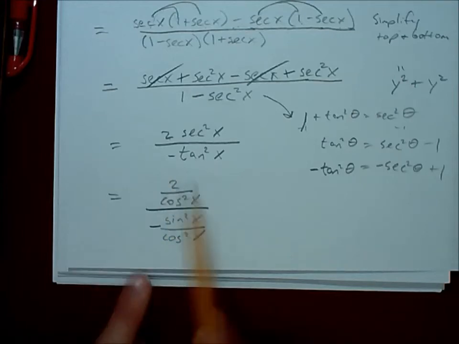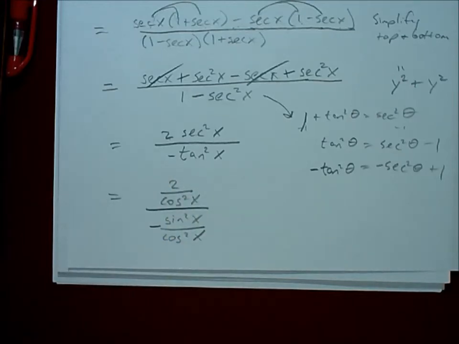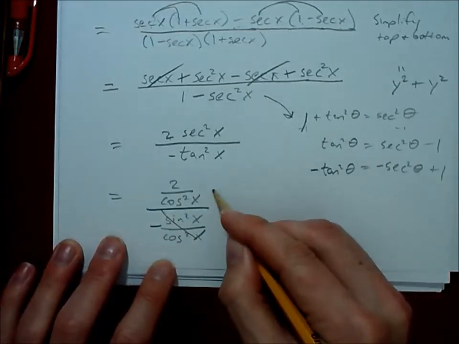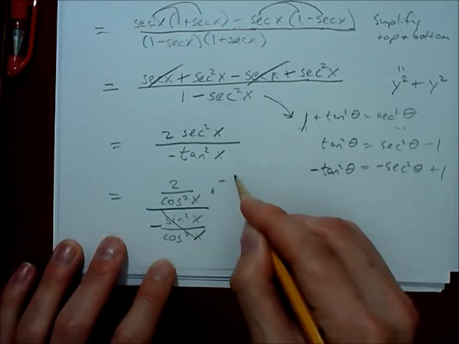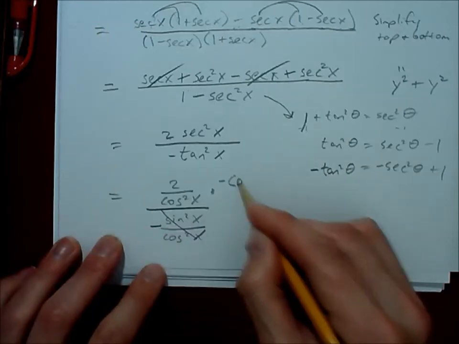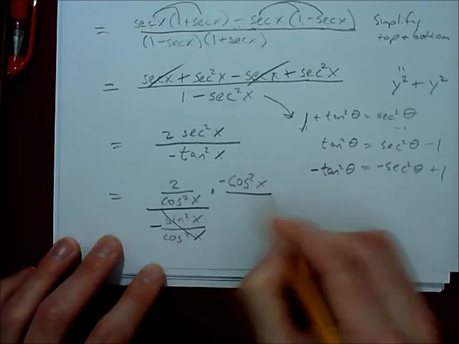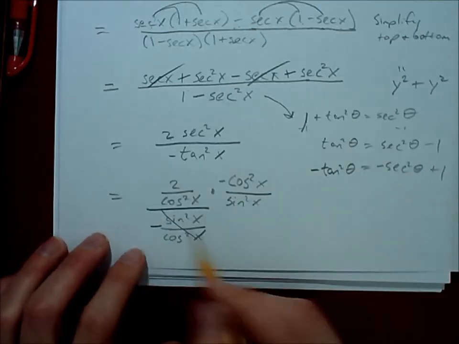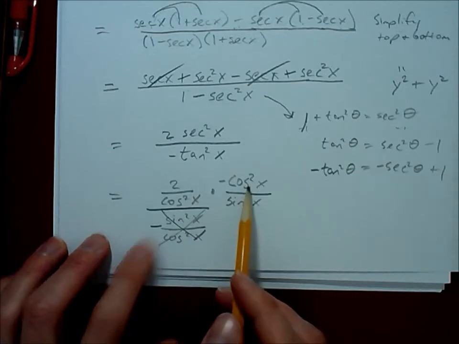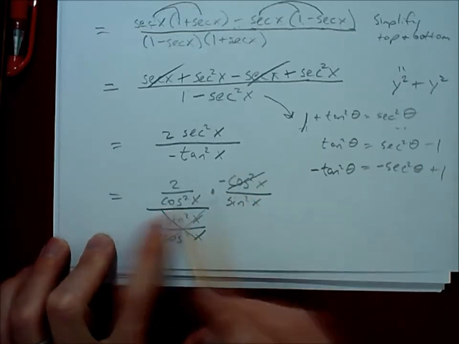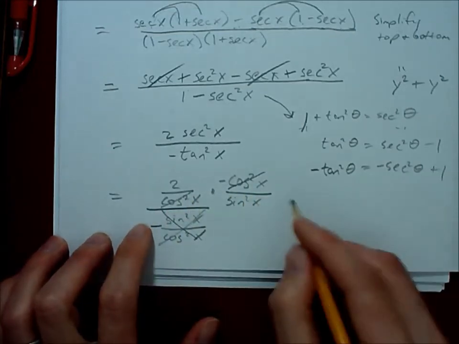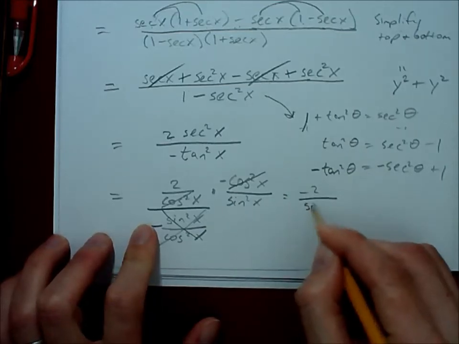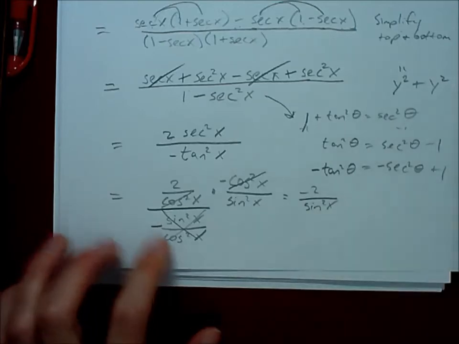And now we have a fraction divided by another fraction. What's an easier way to do that? We'll flip the bottom and multiply. So again, this negative can go on the top or the bottom, it doesn't matter. So we flip the bottom and multiply. And you see something's going to cancel here. Those cosine squareds. So we end up with negative 2 over sine squared of x.